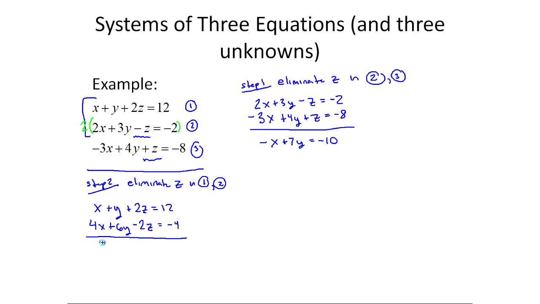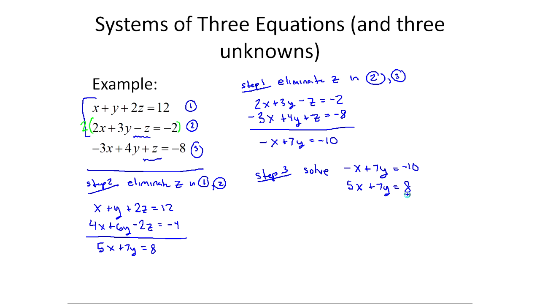Okay, so I add these up. I get 5x, I get plus 7y, and these cancel, and I end up with 8. Okay, so now I have a system of 2 equations and 2 unknowns, the answers from these 2. So my step 3 will be to solve this system. So I want to solve the system minus x plus 7y equals minus 10, and 5x plus 7y equals 8.